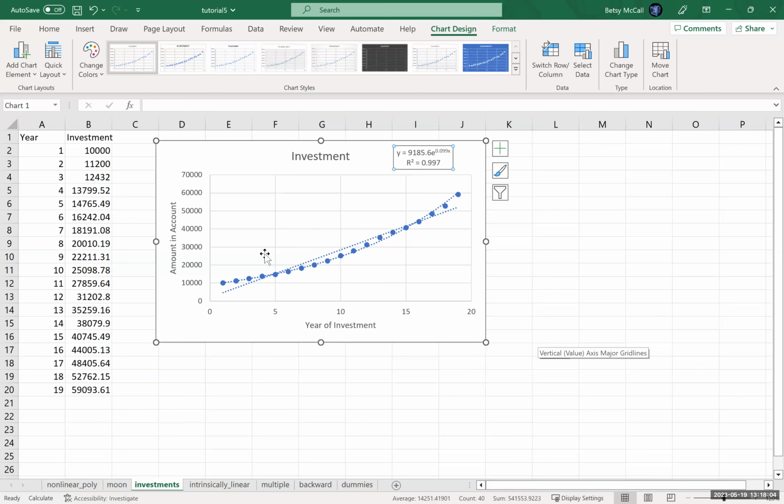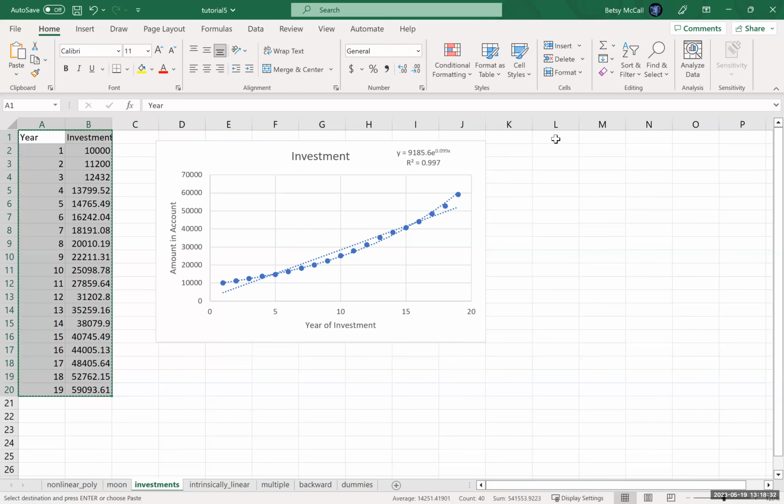There is some variability in our data. It's not perfectly smooth exponential, but we do have a pretty high R-squared value. All right, now, as we saw in the last video, the intrinsically linear video, if we want to do more analysis beyond what we have here, we have to perform some transformations on our data.